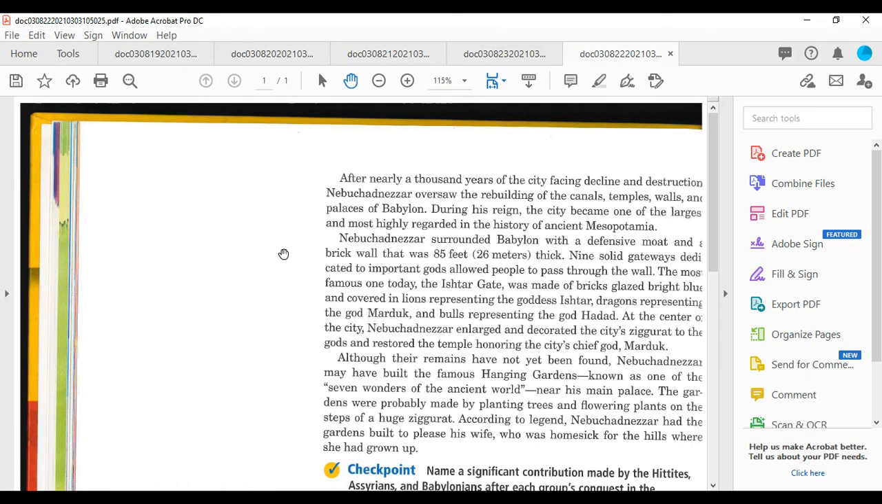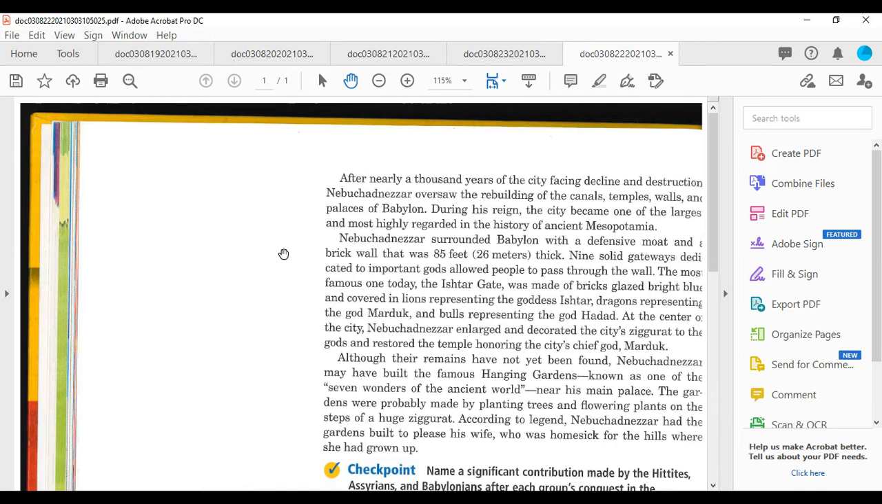After nearly 1,000 years of the city facing decline and destruction, Nebuchadnezzar oversaw the rebuilding of the canals, temples, walls, and palaces of Babylon. During his reign, the city became one of the largest and most highly regarded in the history of ancient Mesopotamia. Nebuchadnezzar surrounded Babylon with a defensive moat and a brick wall that was 85 feet thick. Nine solid gateways dedicated to important gods allowed people to pass through the wall.